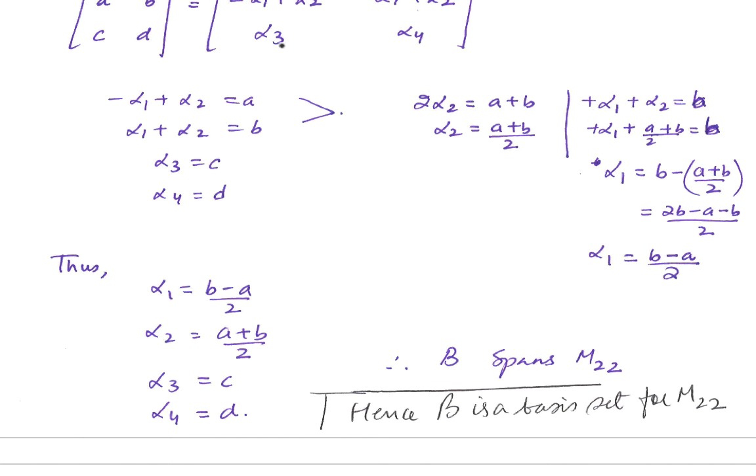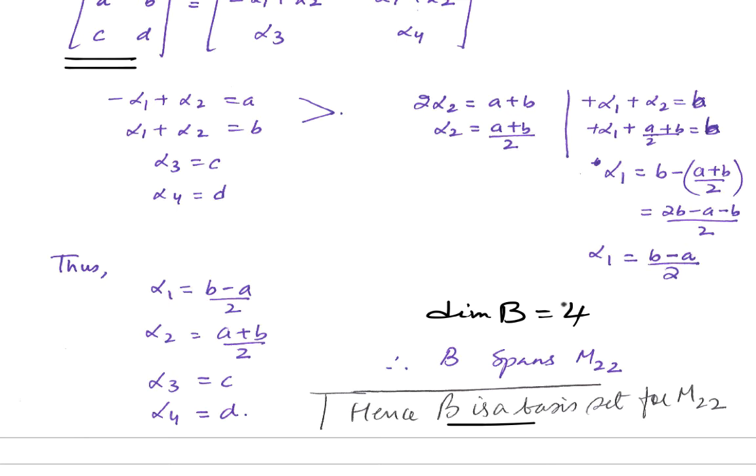So clearly, each of these alpha i's, when you plug them in, will give us any matrix of the vector space M22. So we have proved that this set B, which has different elements A1, A2, A3, A4, spans the vector space M22, as well as being linearly independent. So hence this B is a basis set for M22. And also notice, what is the dimension of this basis B? It's 4. It has 4 elements.